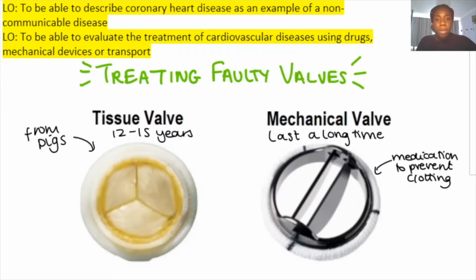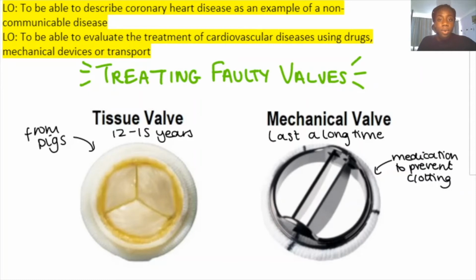Now we're going to move on to a different type of cardiovascular problem and explain how we would treat that. So if we think back to the structure of the heart, we have several valves within different chambers which prevent the backflow of blood.